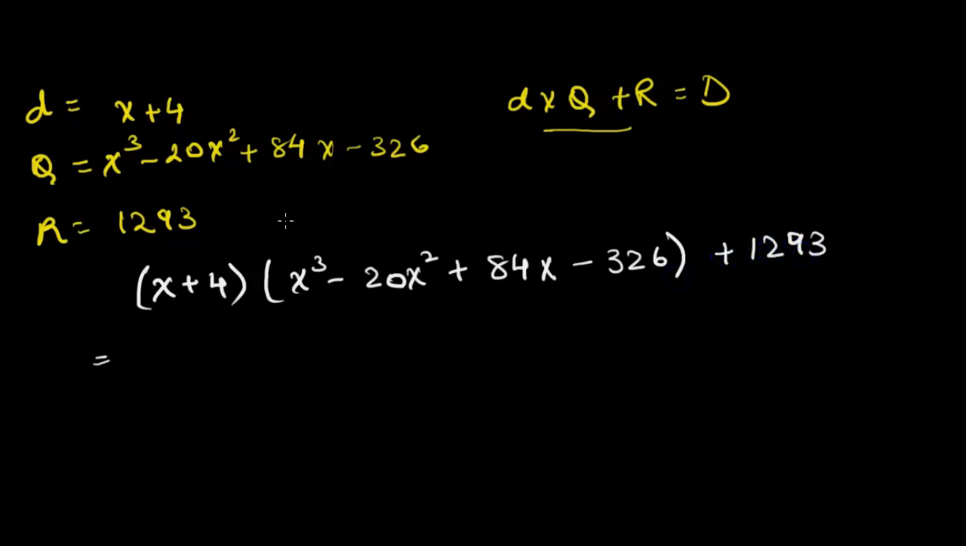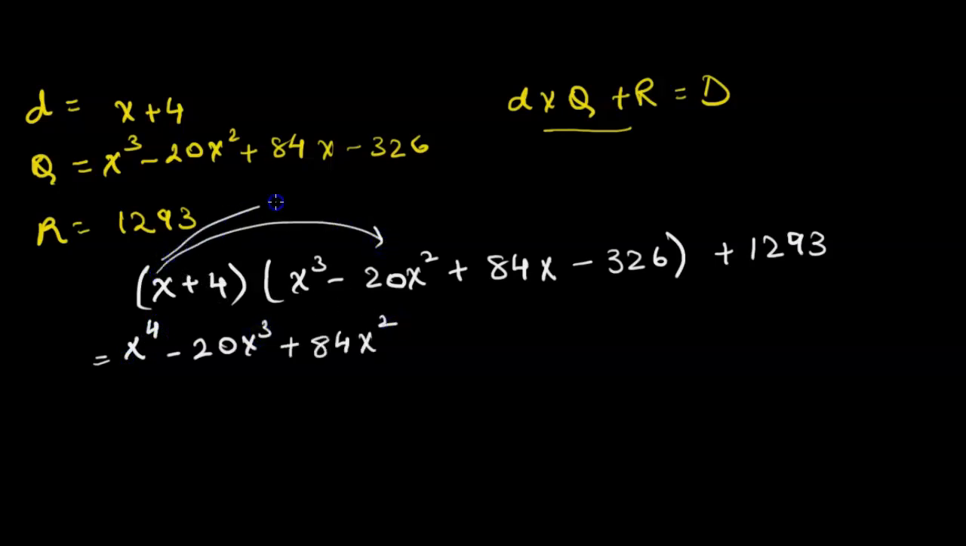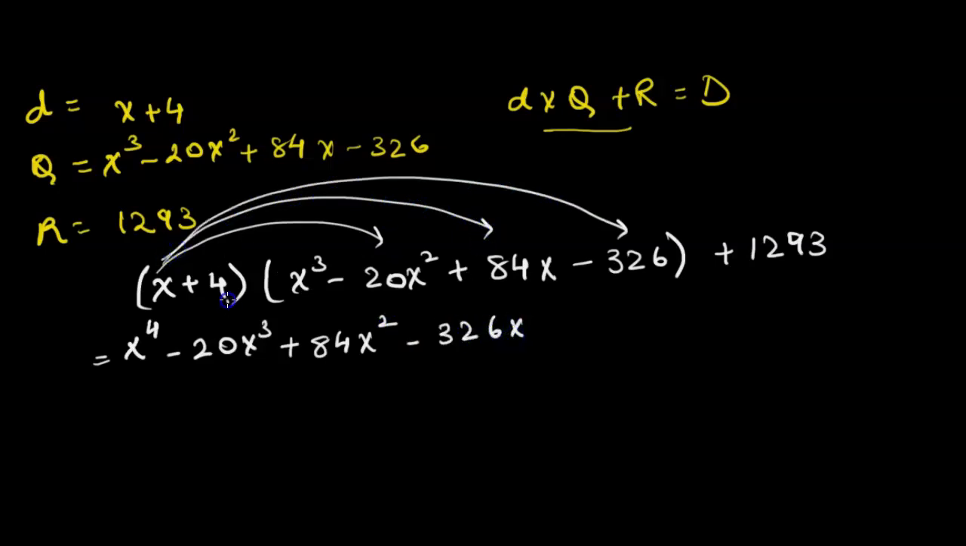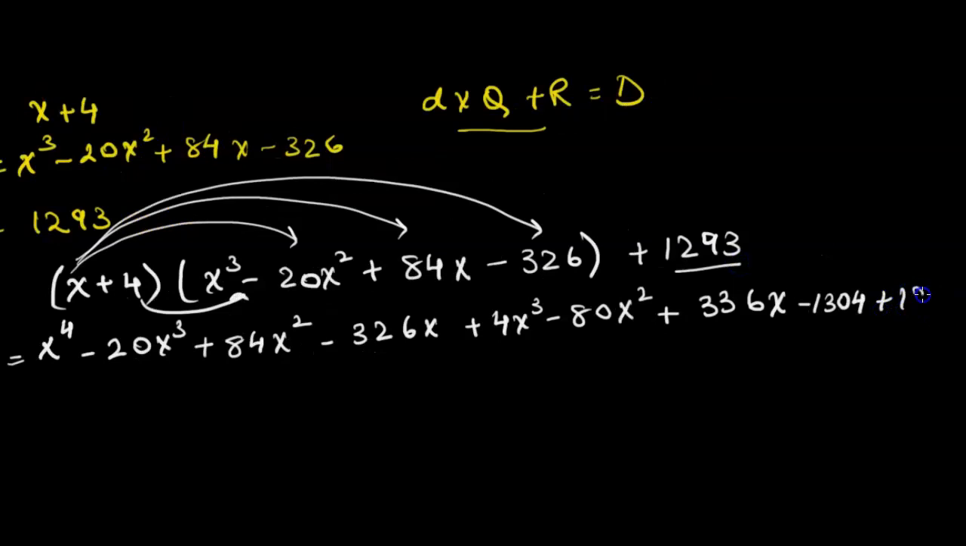When we multiply, we use the distributive property. So we get x to the power 4 minus 20x cubed plus 84x squared minus 326x. Then we multiply 4 with each of these terms. We get plus 4x cubed minus 80x squared. Then we get plus 336x. When we multiply 4 with minus 326, we get minus 1304. And here we have plus 1293.